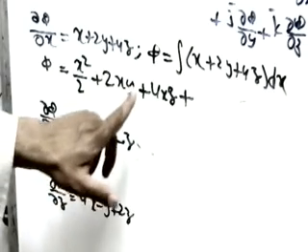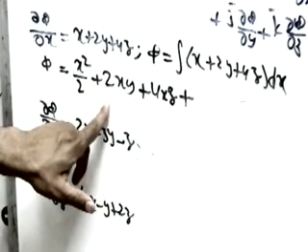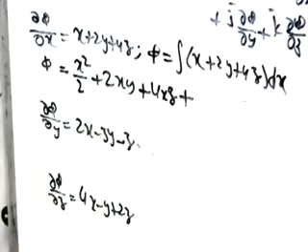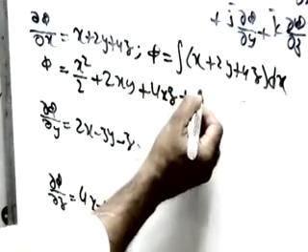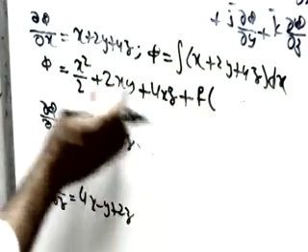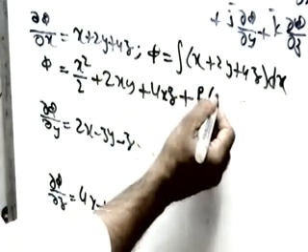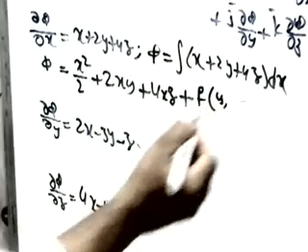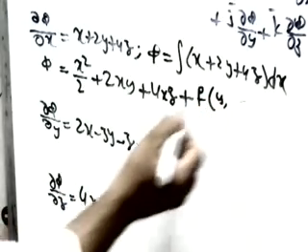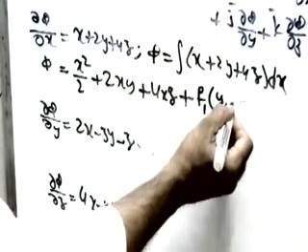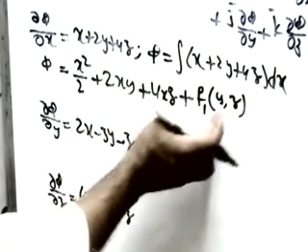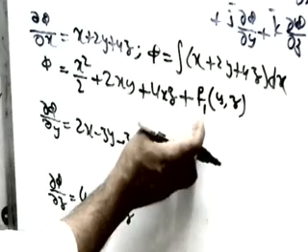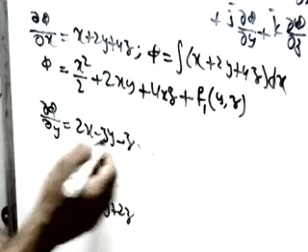Now what is left here? We are integrating with respect to x, so when we integrate, we must keep a constant. What will the constant be? We are integrating with respect to x, so y and z are constants. So we write this as f1 of y comma z. This will be the constant because we are integrating with respect to x, so y and z are the constants here.